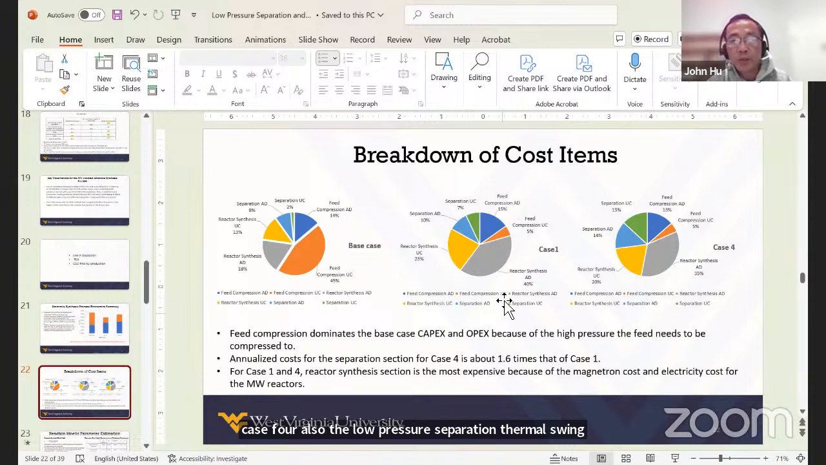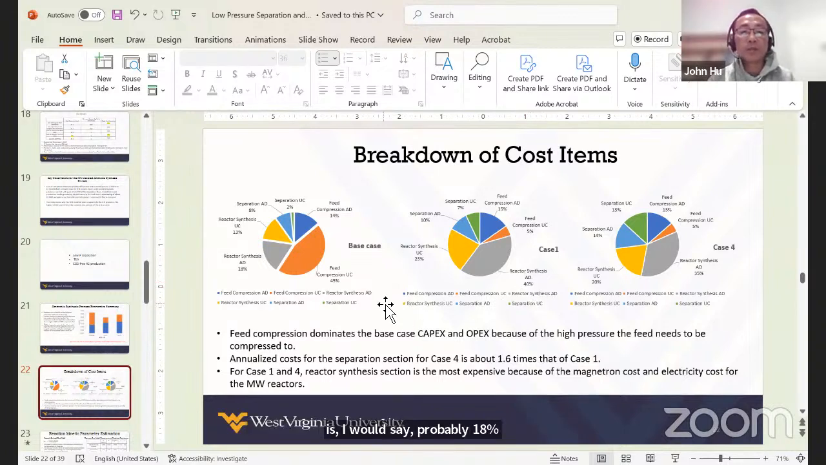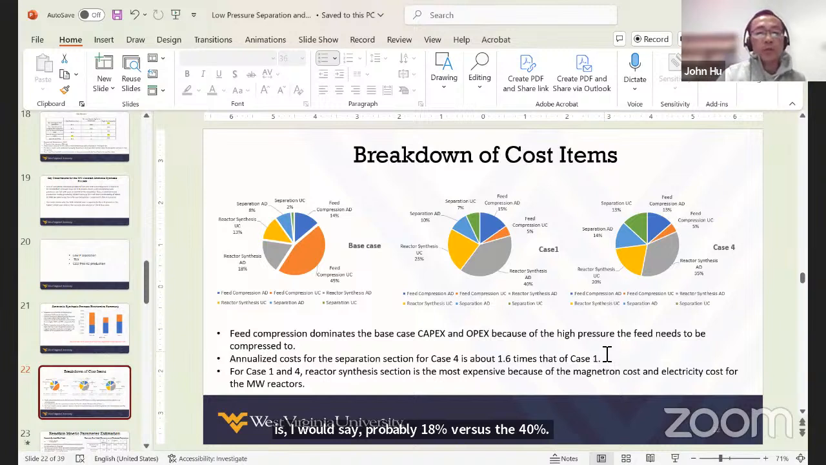And then there's the capital cost in terms of percentage, because it's new technology, small scale, and the percentage of the total cost being capital cost makes sense, all right? But Haber-Bosch has economy of scale, so the capital cost is probably 18% versus the 40% as a percentage. Okay. Any question before we move to the other case?